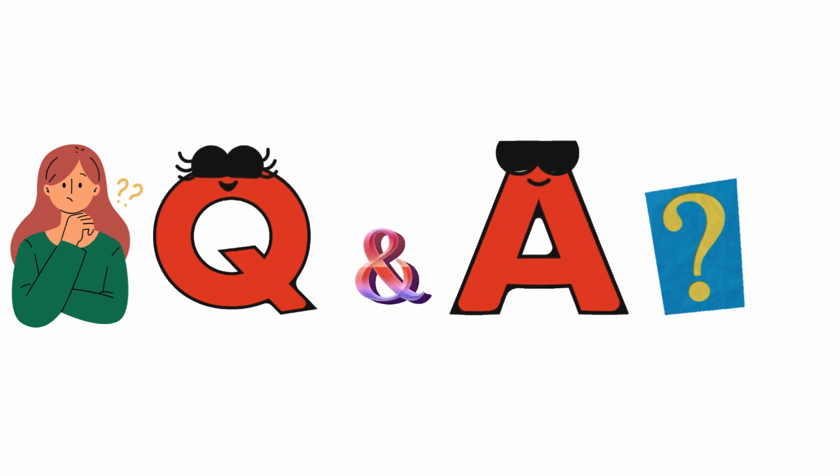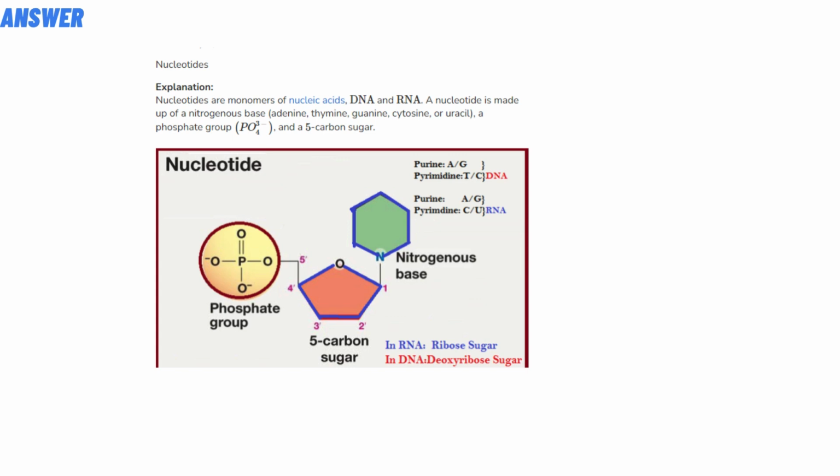So our today's question is: what are the monomers of the nucleic acids? The correct answer to the question is nucleotides are the monomers of the nucleic acids DNA and RNA.